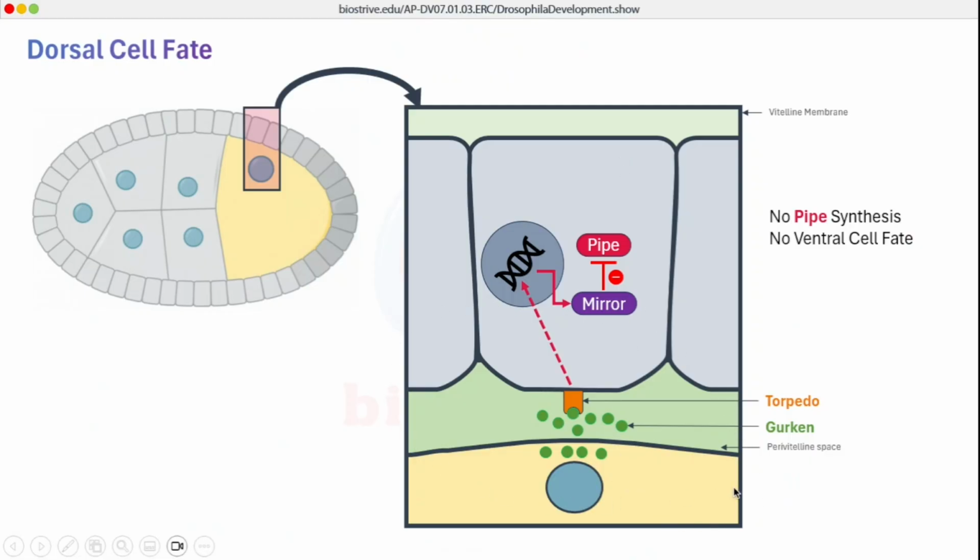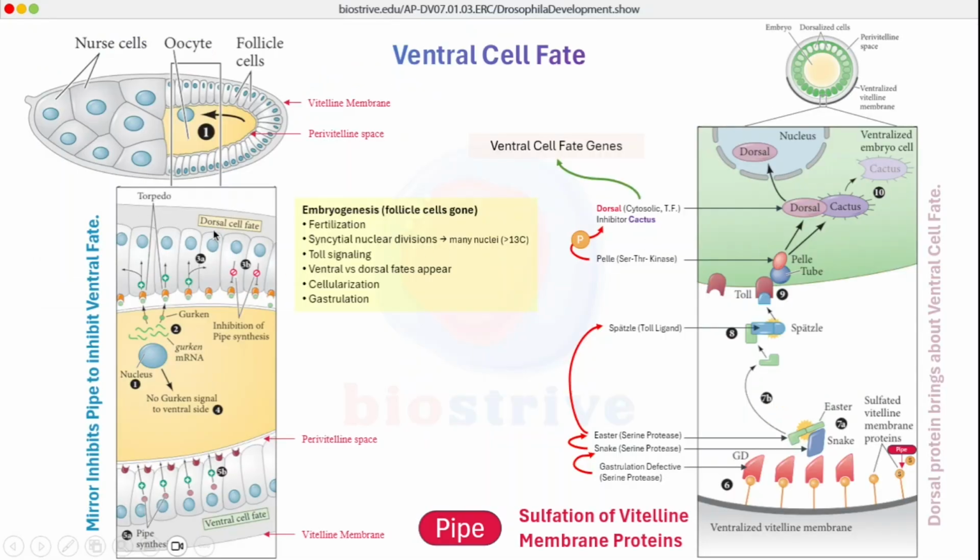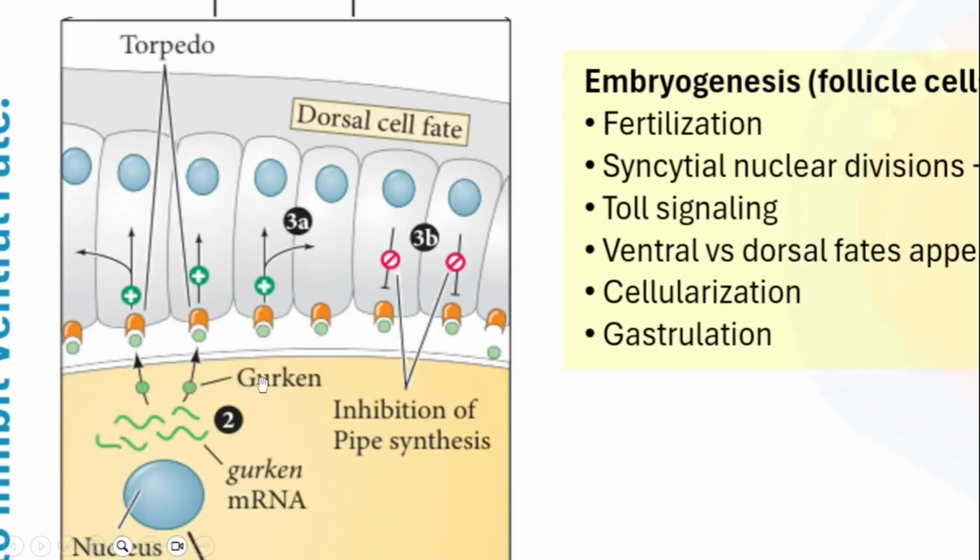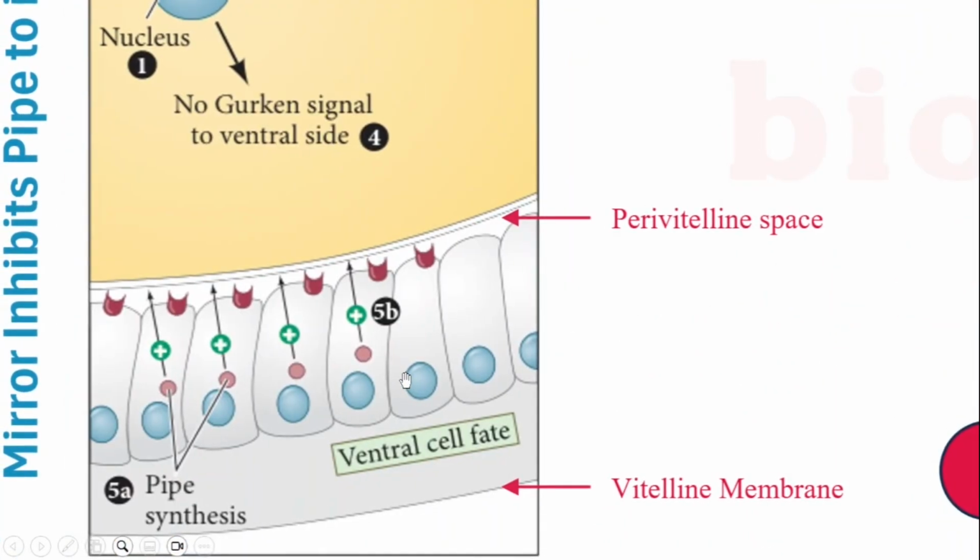this side of the developing oocyte will become dorsal, because the pipe was giving the ventral fate and we are inhibiting the ventral fate by this Gurken-Torpedo interaction. So it will give rise to the dorsal fate, as we can see right here. These cells which are getting this Gurken interaction with Torpedo will get dorsal fate, and on the other side there is no such interaction of these Torpedo receptors. So these follicle cells will not be making the Mirror inhibitor and pipe synthesis will be normal, and by default the pipe protein will give rise to ventral fate.